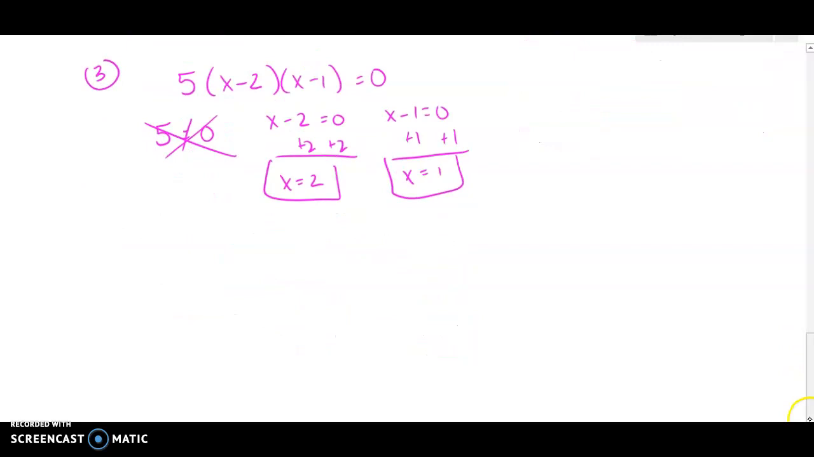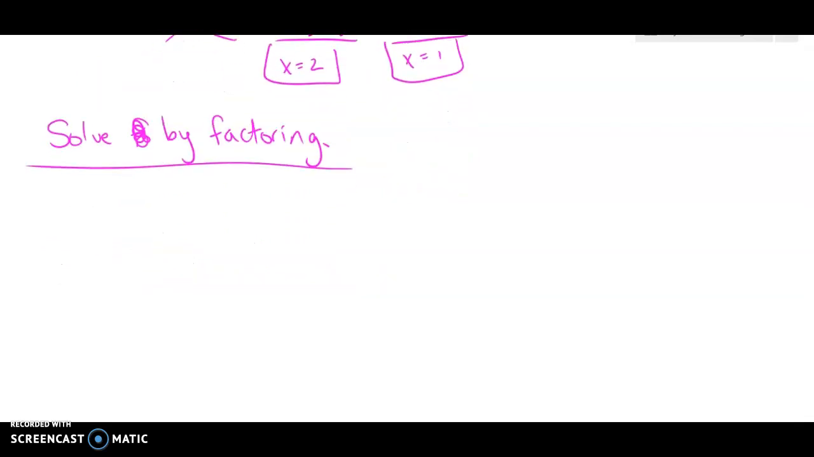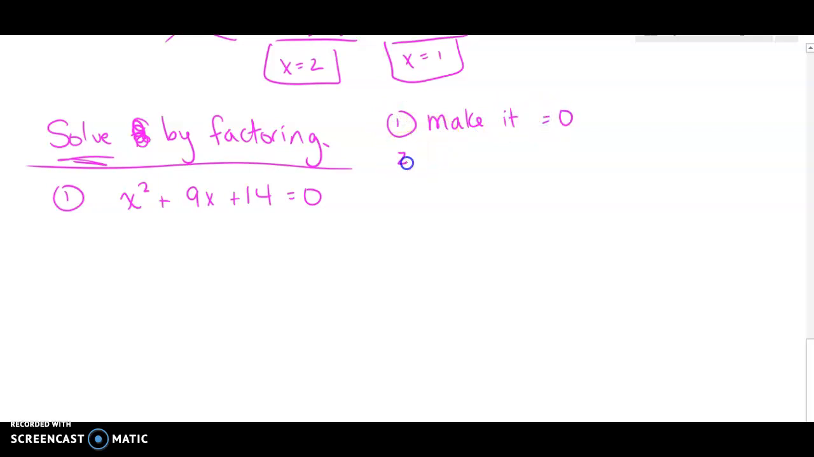Really nice and easy. Now, if it says to solve by factoring, and the problems, if they have solve in the directions, are going to have equal signs in them. So something like x squared plus 9x plus 14 equals 0. All right, when you have something like this, you'll notice it has an equal sign. You'll notice the directions say solve. The first thing you're going to want to do is make sure that it's equal to 0. Once it's equal to 0, do your box problem to factor.